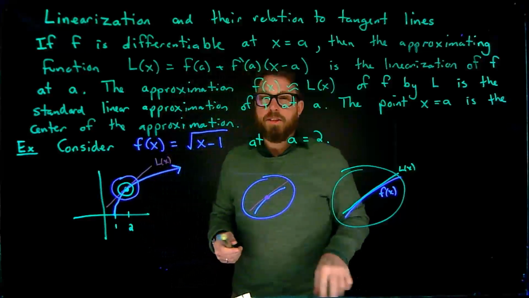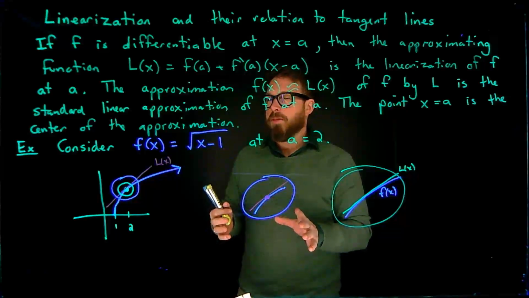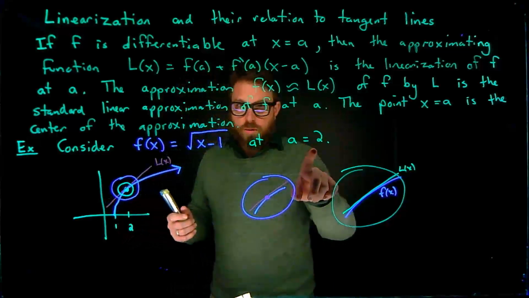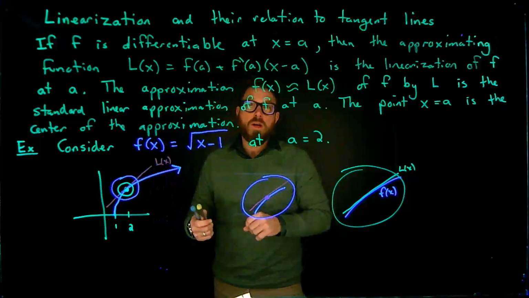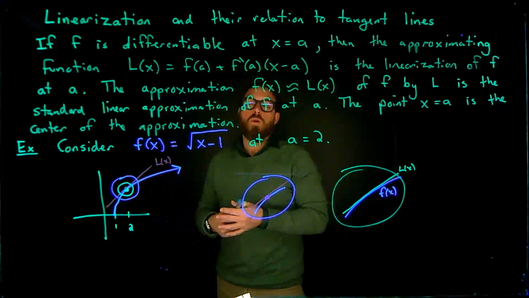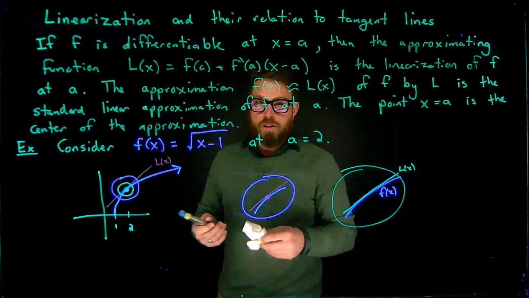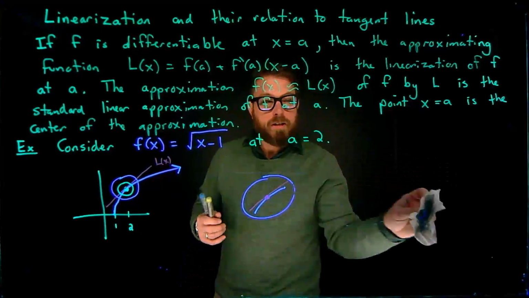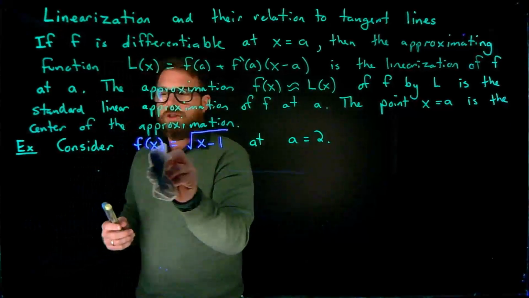So let's verify this. Let's find the linearization of this particular function at 2, and we know they're going to share the same value at 2, because they intersect at 2. But what about maybe 2.1 or maybe 2.01 and so on, or maybe even 1.9? We could look at their output values for each one. So first, let's find this tangent line.